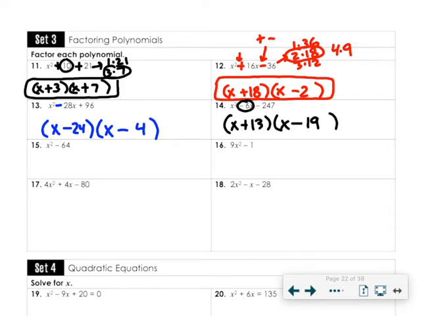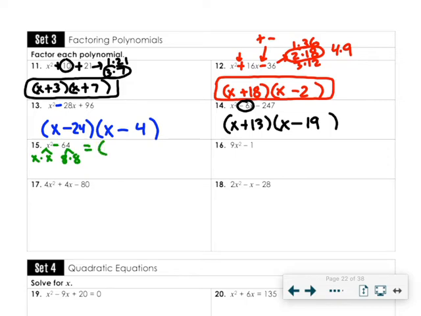All right, 15 and 16, those are special ones. These are called difference of squares. What we see is that x squared is a perfect square. We can write it as x times x. 64 is a perfect square. We can write it as 8 times 8. So it is a negative. It's going to be a difference of squares.